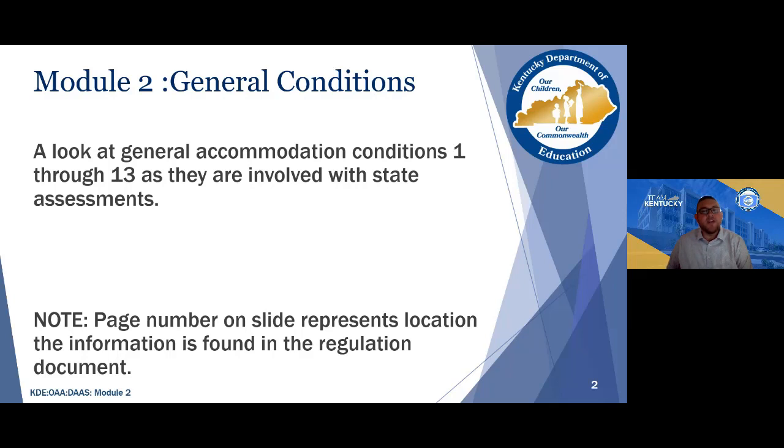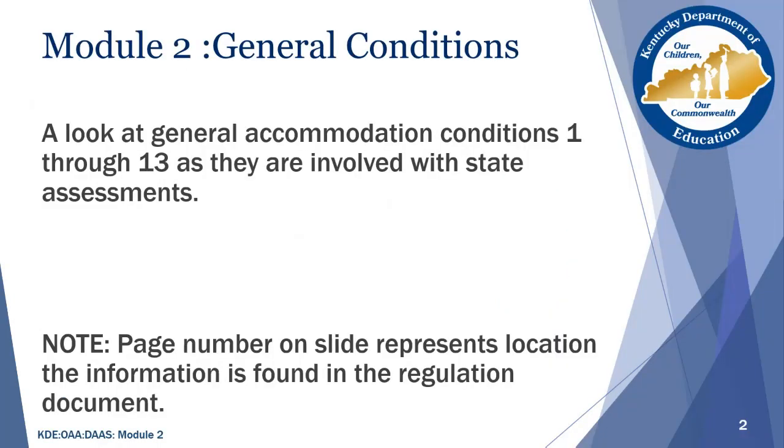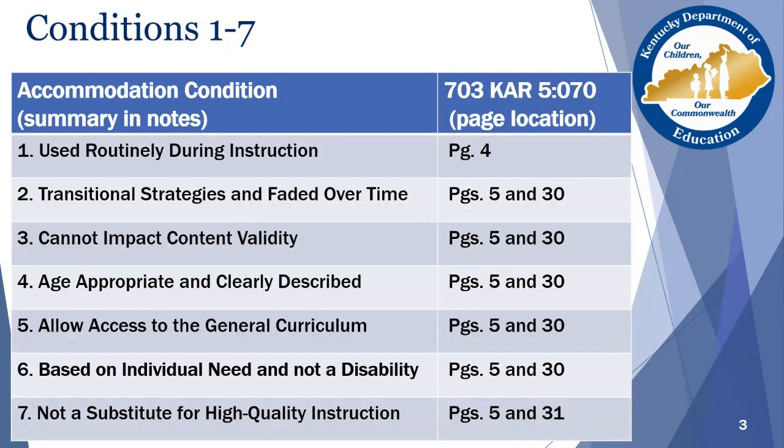Note, the page number on the slide represents the location the information is found in the regulation document itself. In the notes section of slide 3, there are specific comments made about conditions 1 through 7. You also note the page location for each condition where it can be found in the regulation. Please reference the regulation for information specific to these conditions.